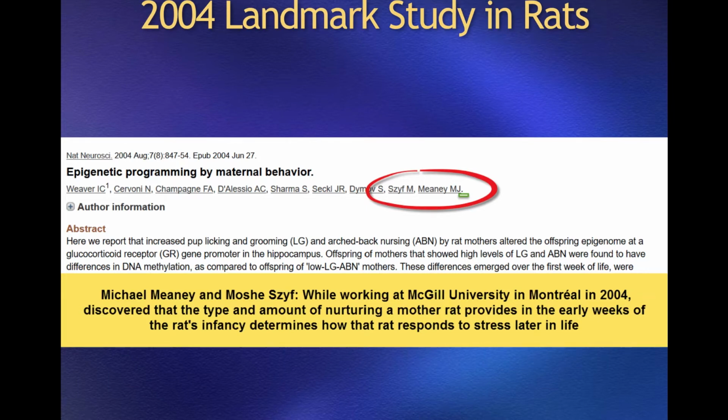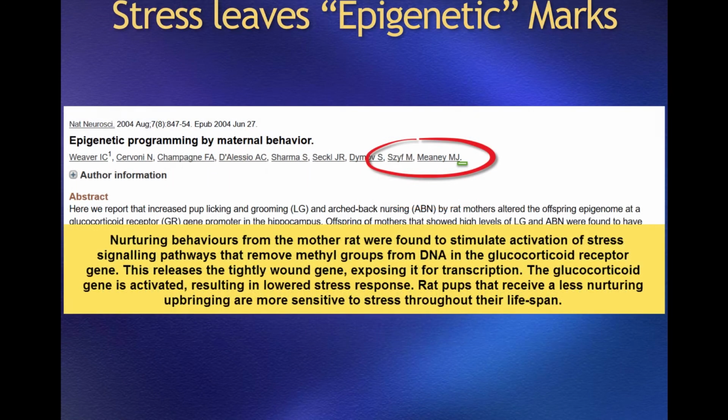While working at McGill University in Montreal in 2004, they discovered the type and amount of nurturing a mother rat provides in the early weeks of the rat's infancy determines how that rat responds to stress in later life. Nurturing behaviours from the mother rat were found to stimulate activation of stress signalling pathways and remove methyl groups from DNA in the glucocorticoid receptor gene. This releases a tightly wound gene, exposing it for transcription. The glucocorticoid gene is activated, resulting in lowered stress response.